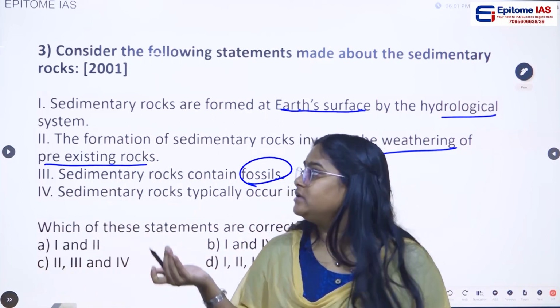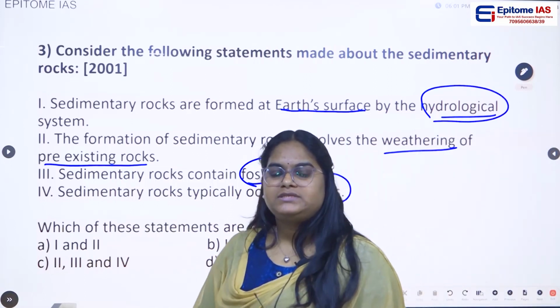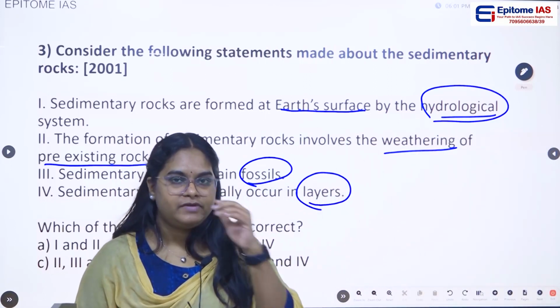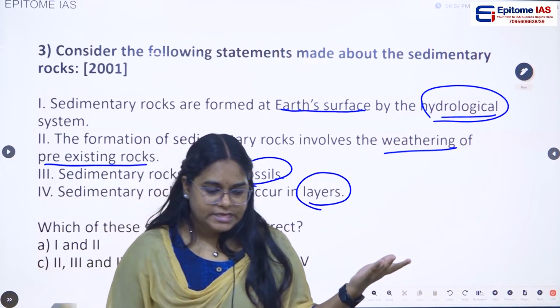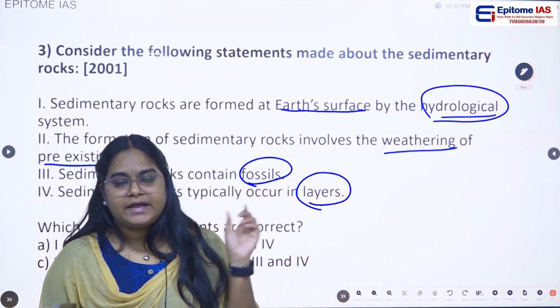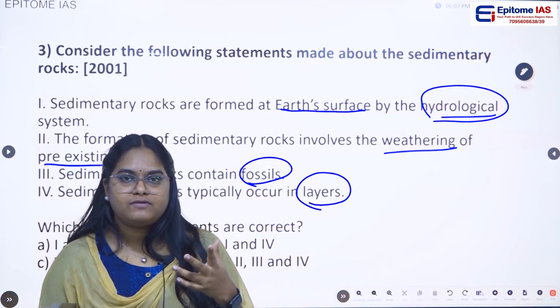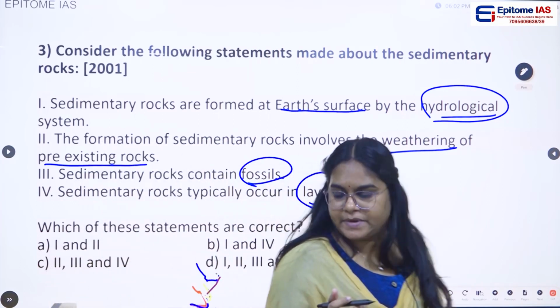Then they are saying that it is formed by a hydrological system. Is that true? When there are sea waves or river streams, these hydrological systems are responsible for forming some of the sedimentary rocks. So this would be a correct statement.